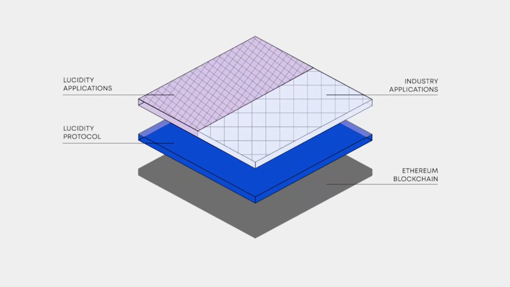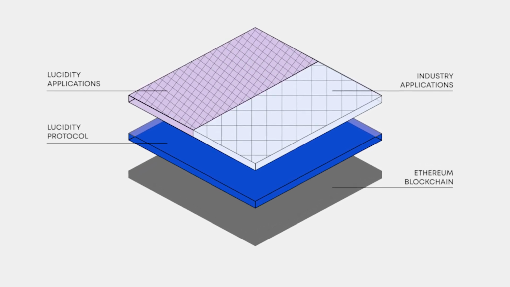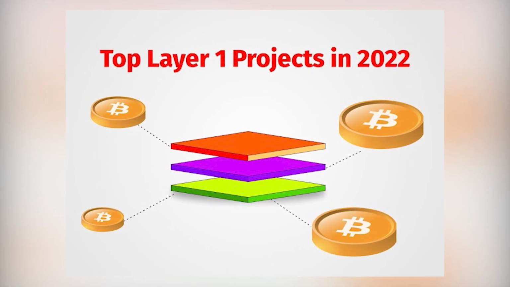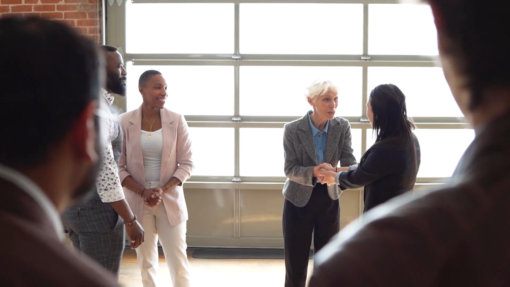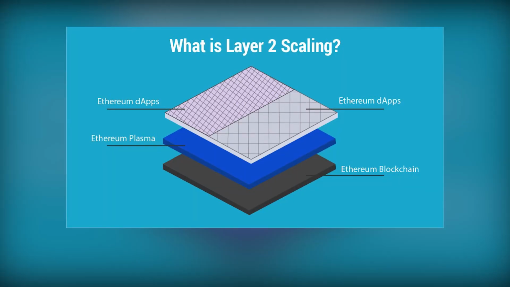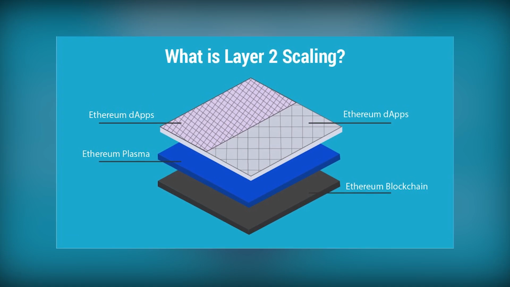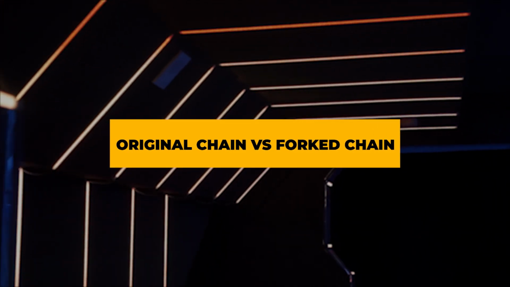Now, if a Layer 2 application is doing well, it will reflect positively on Layer 1. So much so that many Layer 1 projects try their best to attract as many developers as possible to their platform. In sum, the higher the quality of Layer 2 applications, the better value will be gained by the Layer 1 network. Second, original chain versus forked chain.